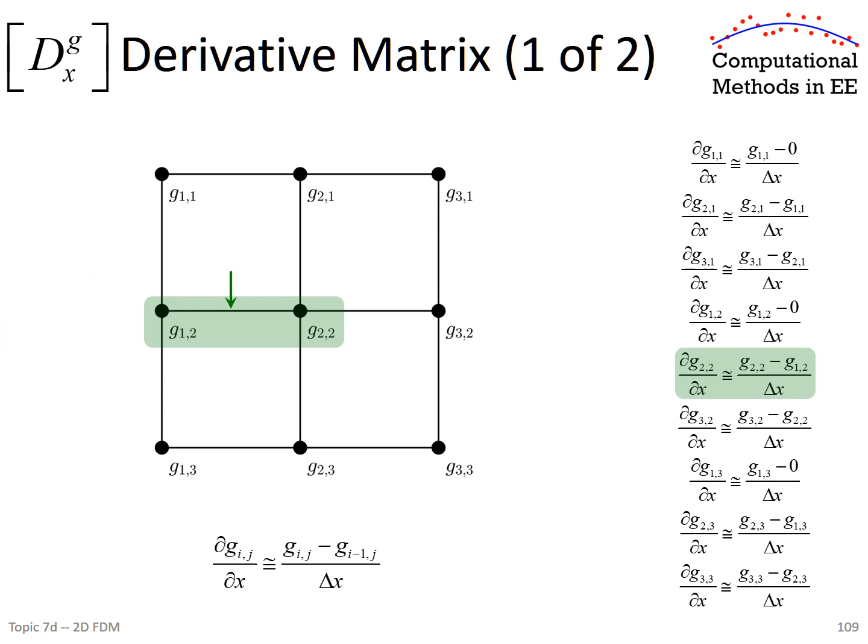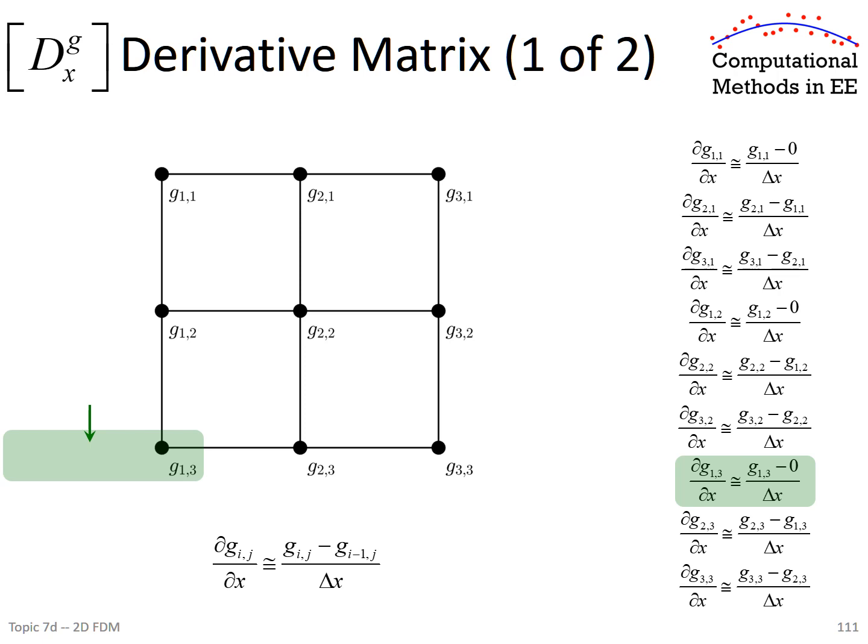Move over to the center point in our grid, G22. So it's G22 minus G12 divided by delta x, which makes that derivative evaluated at the midpoint between G22 and G12. Now we're at the far right point on the grid. No boundary condition problem because we're reaching to the left for our finite difference. So it's just G32 minus G22 divided by the spacing delta x.